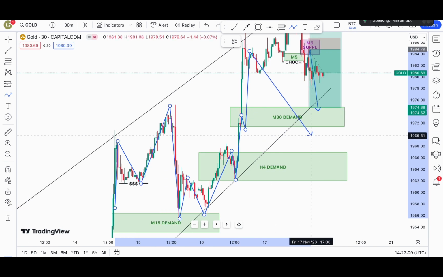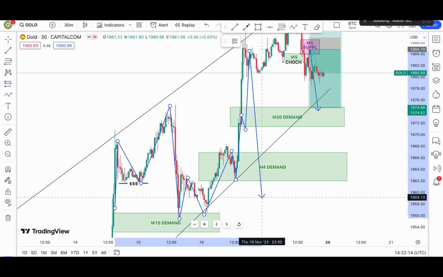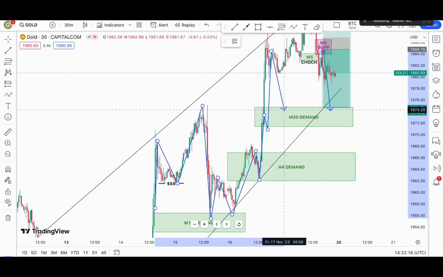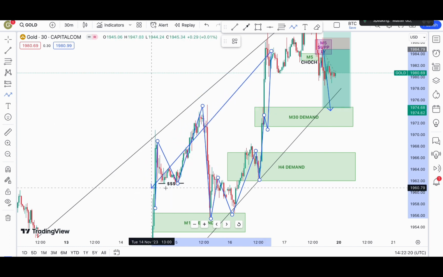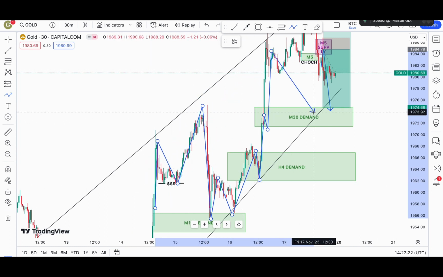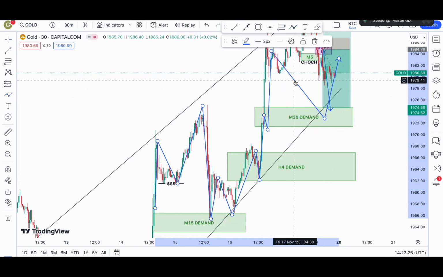When you use the same method that I used just now, try to practice yourself. Where is the swing low, swing high? Where is the last BOS? Where is the last change of character? You will know that is where we are going to buy here.